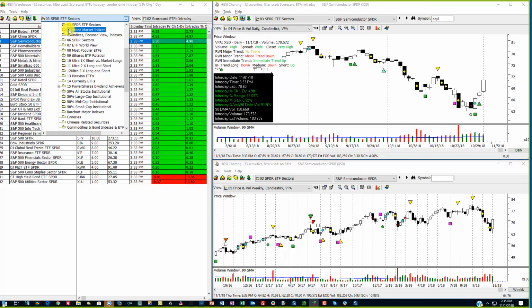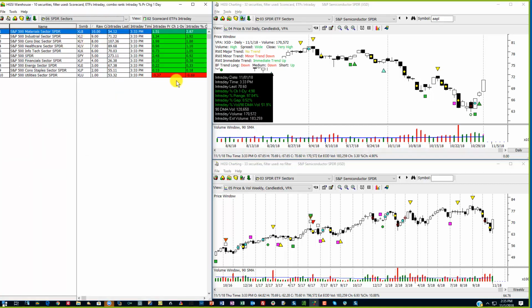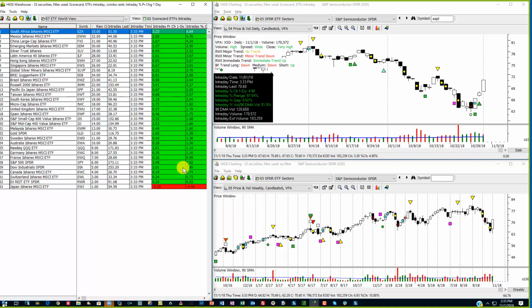Some more. Okay, now this is where, especially at night, I really do a lot of analysis. I'm just going to skip over the broad market indices for right now and go to the Spyder sectors just to show you what's going on there. The only one that's down today is the utilities sector. Here's a world view of ETFs. I'm just going to quickly run through these.